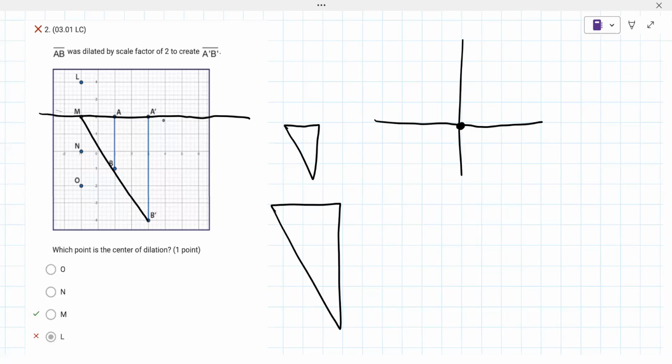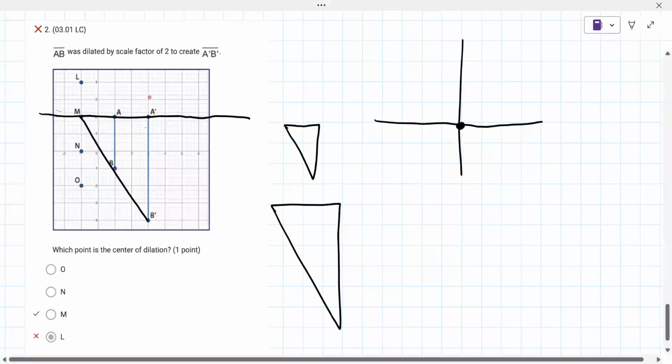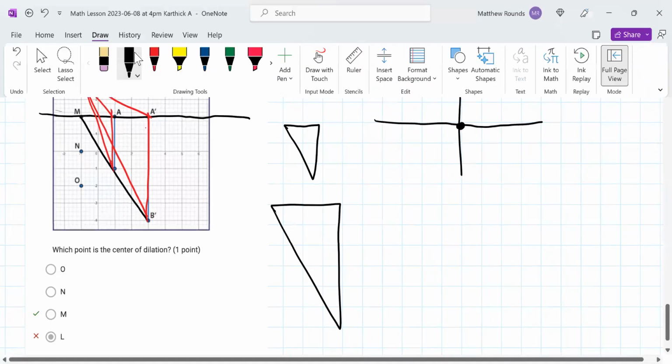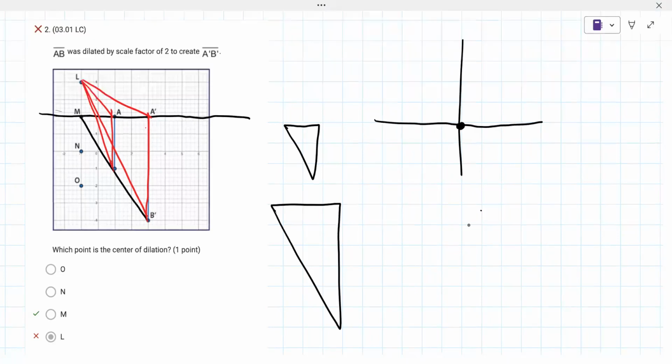The more common question you'll see is actually, what is the new image after the dilation? I thought it was L first. The problem with L, if we try to connect these things, is that you wouldn't have enough to prove similarity. But M is the only one that's on the line with the other two points. So for similarity, sorry, not congruence, it's angle-angle-angle or side-angle-side.